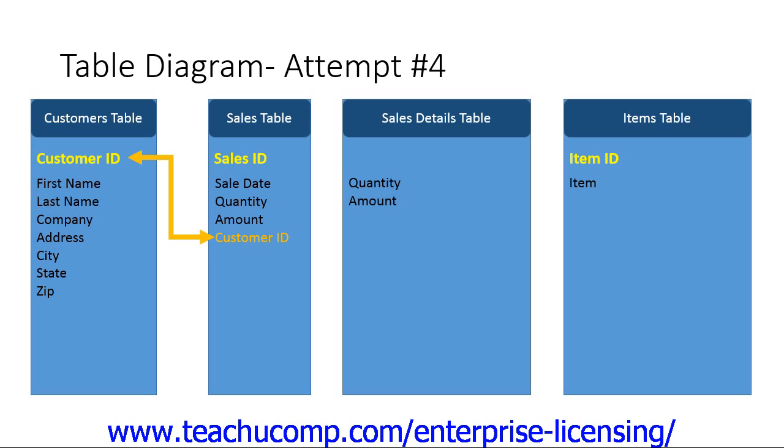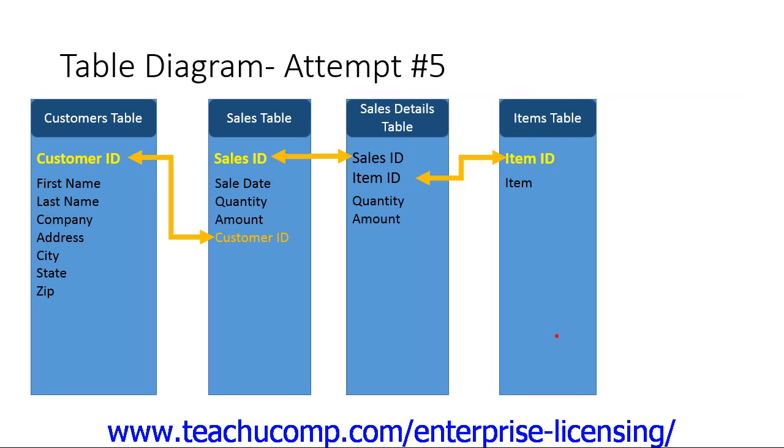Then you can join the tables through their shared or common fields. So let's examine how the data table diagrams in the data model may look after performing these two tasks. Now you have created all of the necessary relationships between the tables. However, the sales details table is still missing a primary key field.